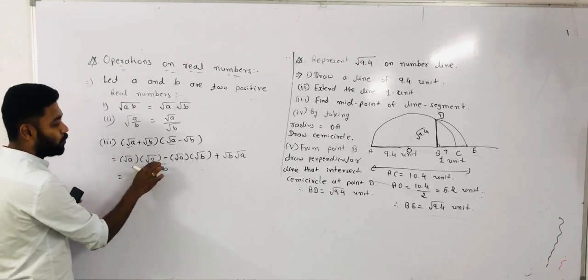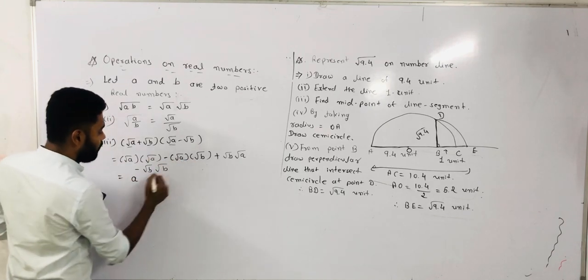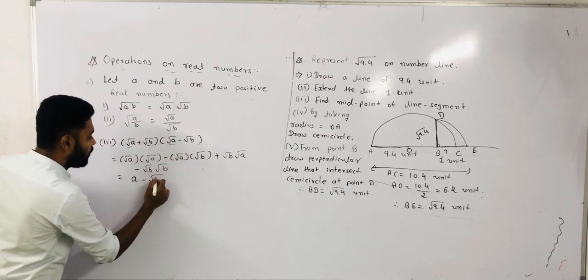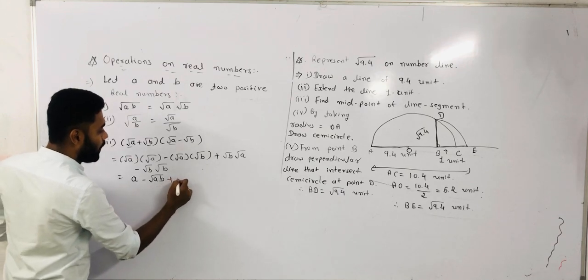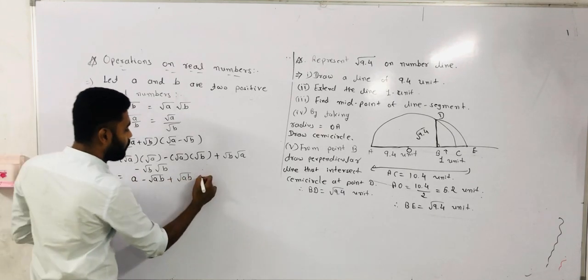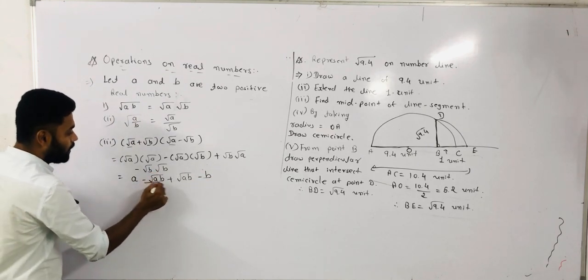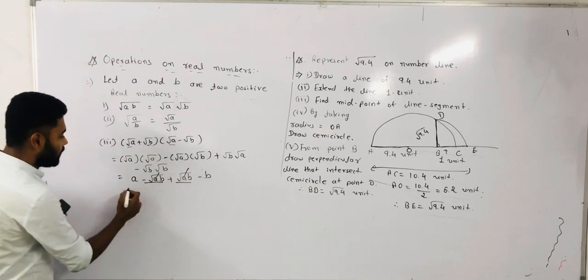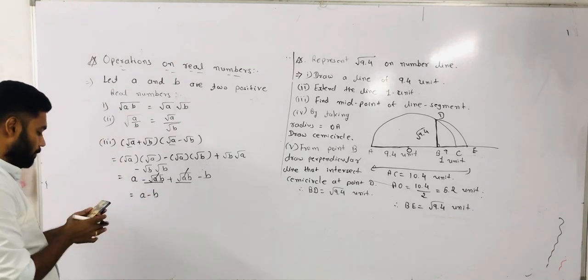So root A into root A, that will be what? A minus under root A into under root B. We can write under root AB. Same way under root B plus under root A, so you can write under root AB. Root B into root B, that will be minus B. So this is minus root AB, this is plus root AB. This will be cancelled, so you will get A minus B.